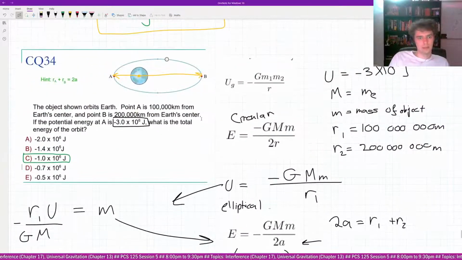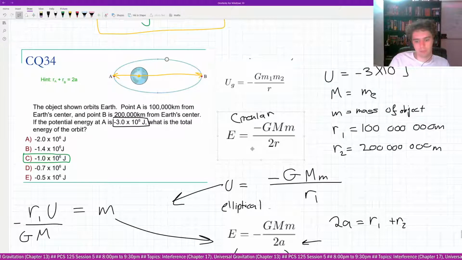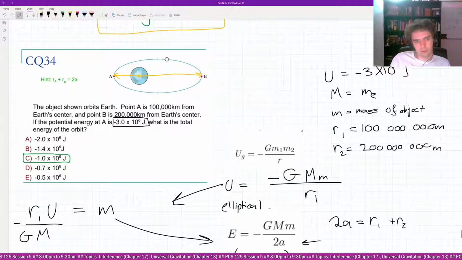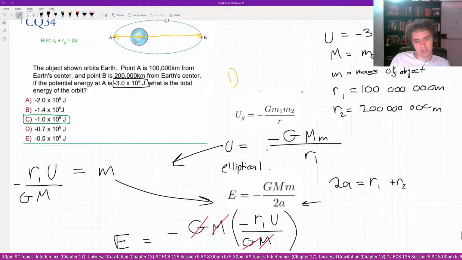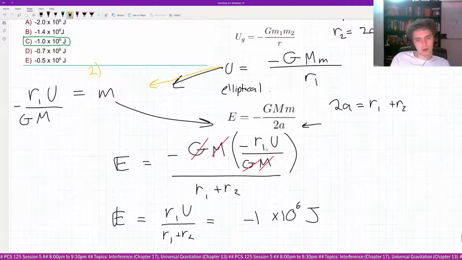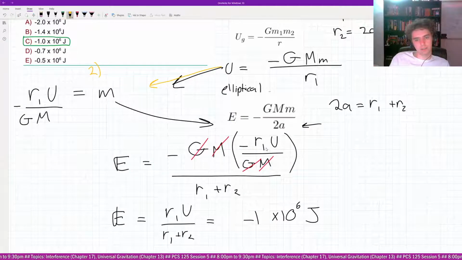So, yeah, could you just clarify how you subbed in that -r1U? Yeah, let me clean this up a little bit here. Okay. So, the first step that I did was use the fact that they told us the potential energy. So I knew that the potential energy U at a certain radius R1 was equal to this. I then did step 2, which was rearrange for M, because I'm using this equation here to solve for E. E total is the total energy of an elliptical orbit. So this is part 3.